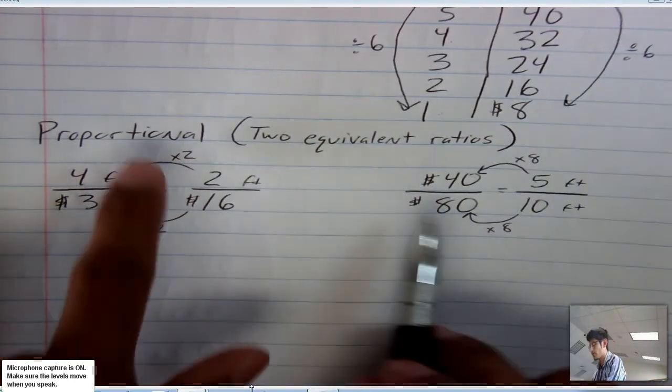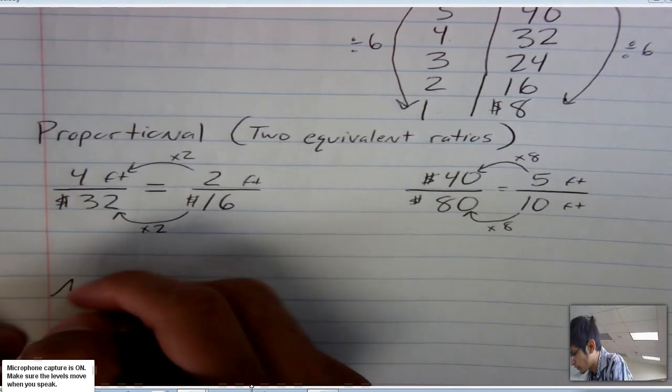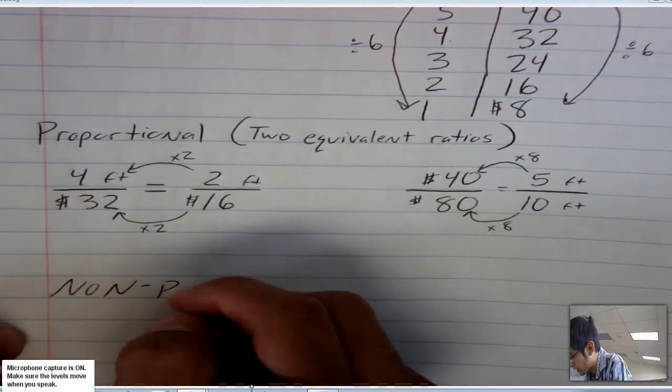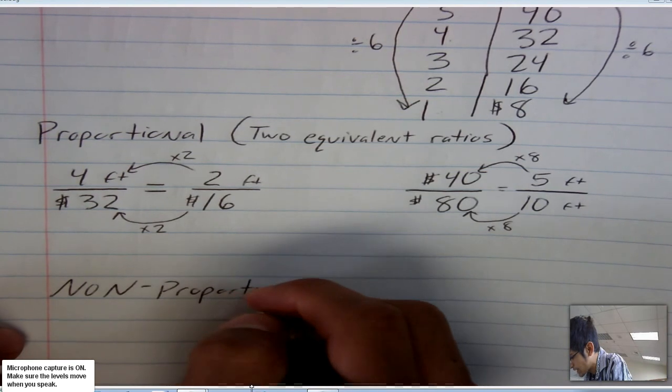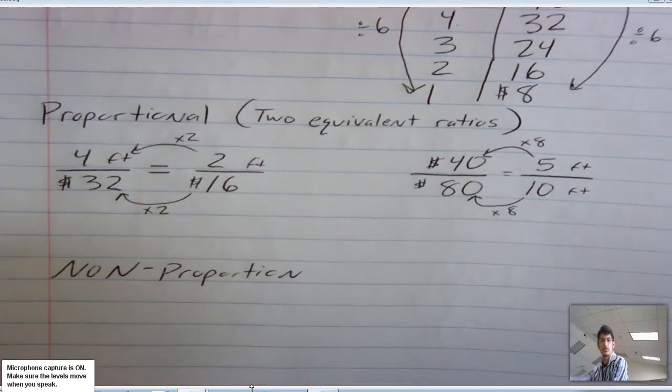Okay, so that's what a proportion means. You have 2 equivalent ratios. Non-proportional would mean these 2 things are not the same. You can't multiply by the same number. And let me show you an example of that.